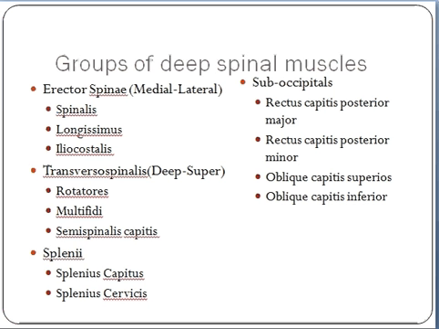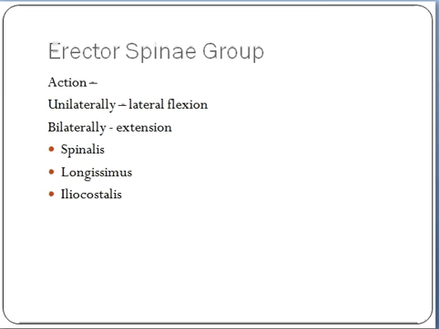The erector spinae group, when they act unilaterally, are responsible for lateral flexion, which means that they act on one side of the body or the other. So when you contract your erector spinae on your right, you laterally flex to the right. Together, they produce extension of the spine. Each one of these muscles is composed of different sections having different names, so you're going to see that in the next few diagrams. There are different branches.